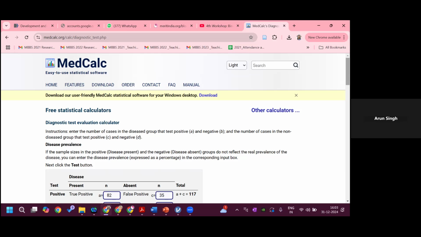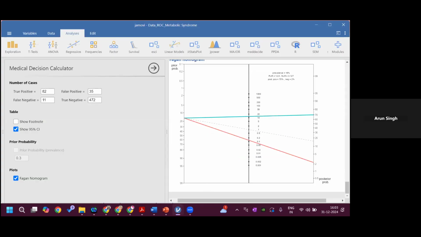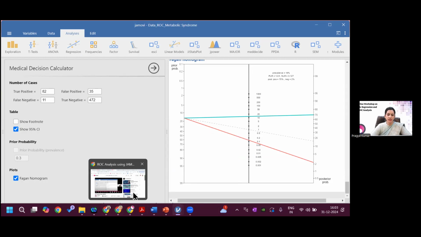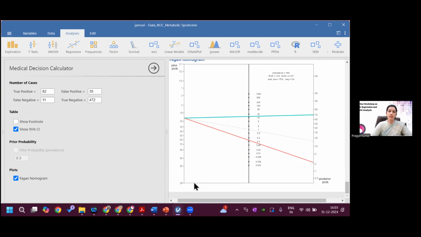Ma'am, what was the need of calculating the 95% CI when I don't see much use of a 95% CI in determining the Youden index or the cutoff? Not for Youden's index or cutoff. It basically tells the range. Why do we calculate the 95% CI? It is basically because you are predicting in the population, you are generalizing it.